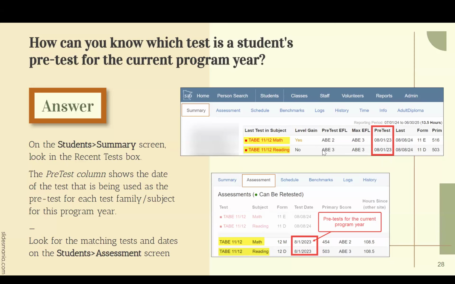On the summary screen, if you want a little more info, you can click on the assessment tab here, and it shows you all their test history, because their summary page only shows the most recent test. You have to go to the assessment tab to see all their test history. You'll see that date. Oh, 8/1 was their pretest date. You can go see that test, the info about it.